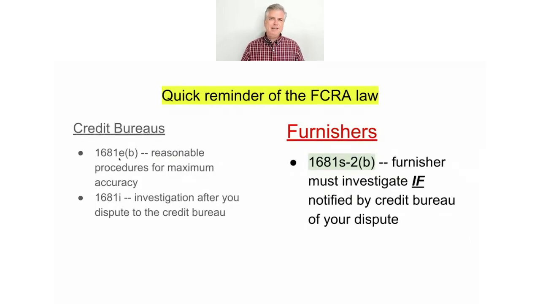This 1681e(b) is something where they have to do this all the time. And we normally don't bring these cases, but actually bankruptcy is somewhat of an exception. Normally we only sue after we dispute, but sometimes I'll sue even without disputing with the credit bureaus. If we want the 1681i, we have to do a dispute through the credit bureau.